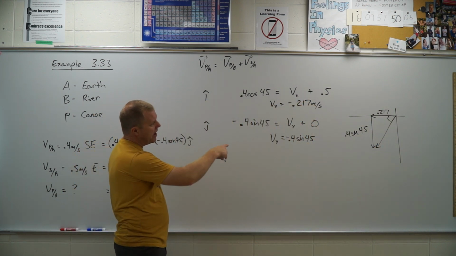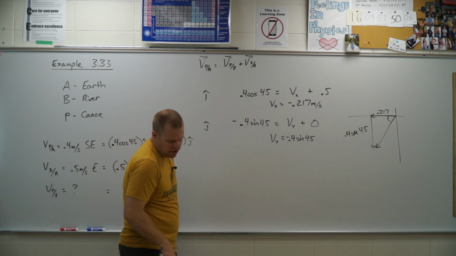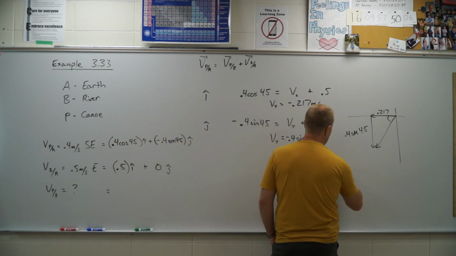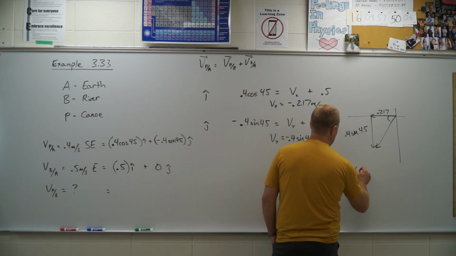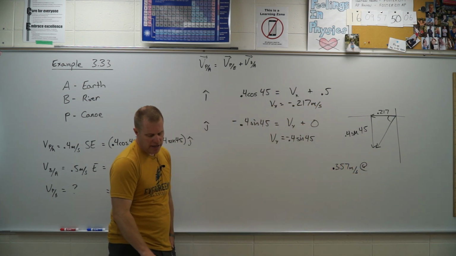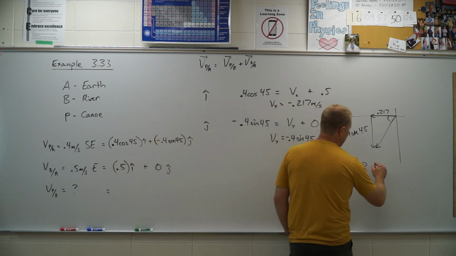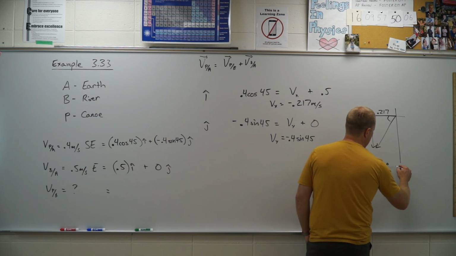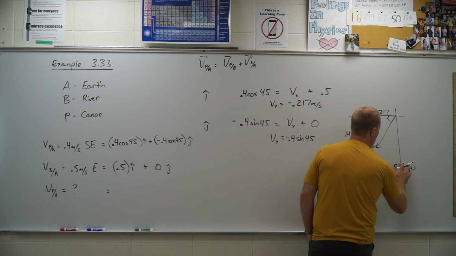I'm going to use the Pythagorean theorem. I should get a value of 0.357 meters per second at, so then I should find that angle. Using the inverse tangent, I get 52.5 degrees, and that is south of west.